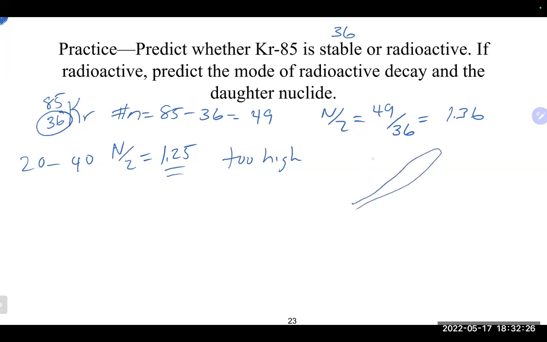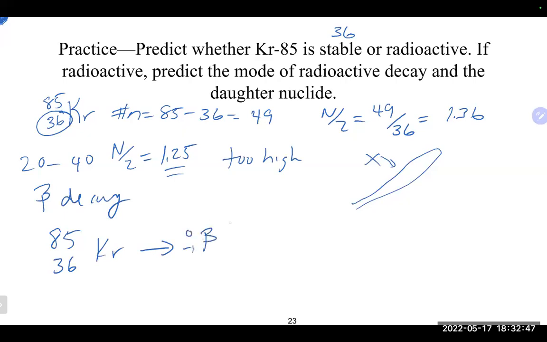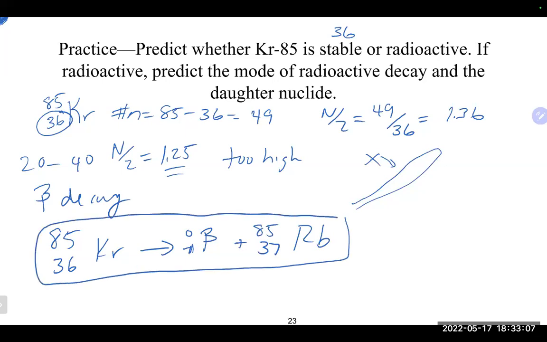So here's our belt. We're on this side of it. We need to come down to the belt of stability. So because we're too high, it should go through a beta decay here. And let's see what happens when we do that. We'll take our krypton 85, 36. Once again, decay will put our particle on the product side. We will need to go to 37 in this case, 37, and minus 1 is 36 on the bottom. And we will still have 85 up on top. Number 37 on the periodic table is Rb. And this would be our mode of decay that would occur.